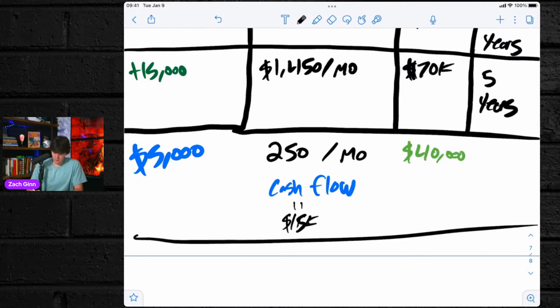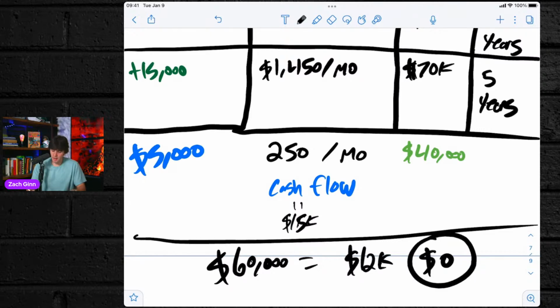So that means I'm getting 15 plus 5 plus 40. That's $60,000 you make in 5 years, which comes down to $12K a year with no money. This is why lease options are so awesome. And this is when you have what we call a dead deal, and you can make money off of it. Pretty cool, right?